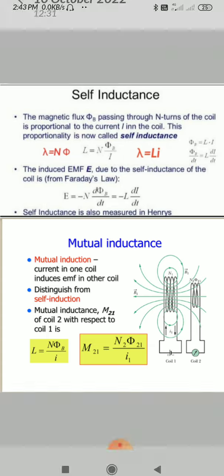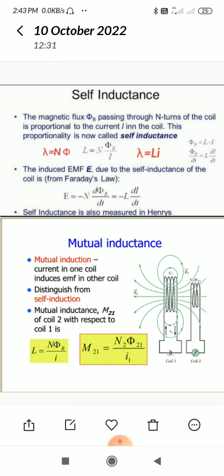So what is the conclusion? N1 phi 12 is equal to M12 I2. So what is the mutual inductance? M12 means coil 1 to coil 2. So mutual inductance M12 is equal to N1 phi 12 by I2.